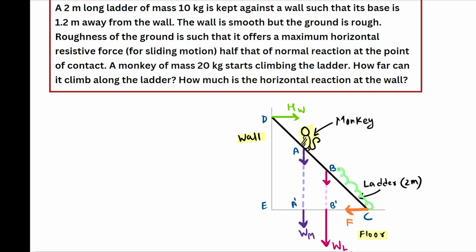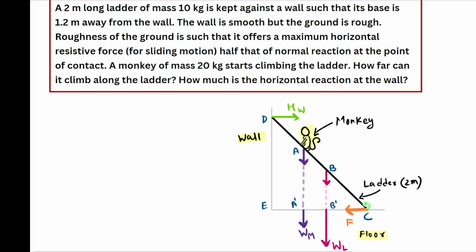setup, and it climbs the ladder till it reaches, let's say, some point A, and beyond which if the monkey climbs any further it will introduce counterclockwise torque, unbalanced counterclockwise torque along the axis point C, such that this entire ladder will then topple down. So that's not what we want.